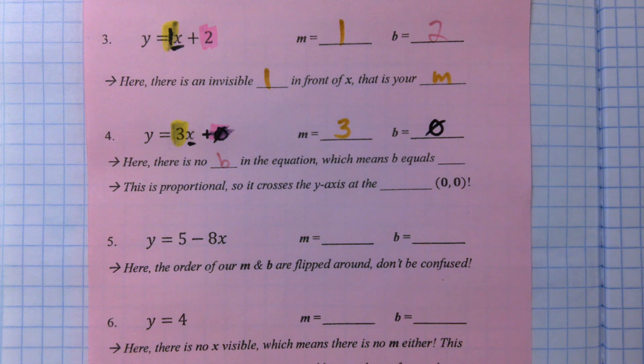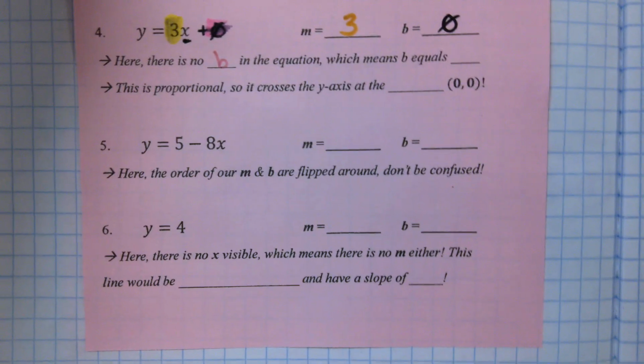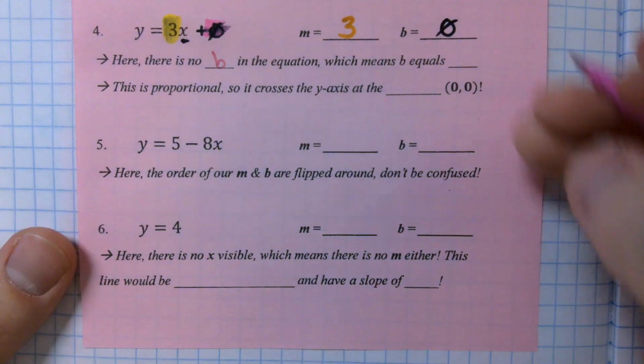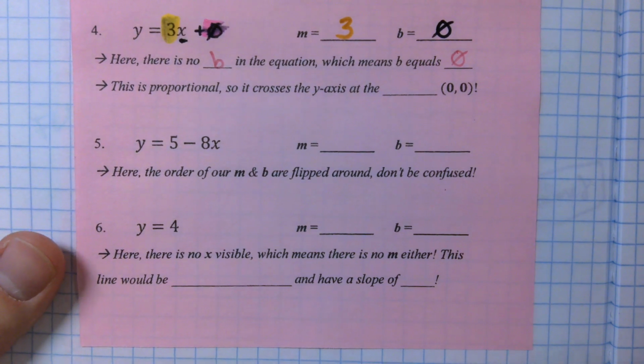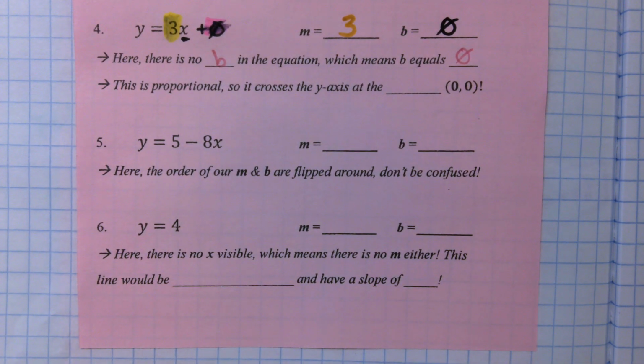What's that? Someone said Mr. Church? Oh, okay. If there is no b value, that means b is equal to 0. And this is what we spent the first week and a half talking about. Proportional equations.